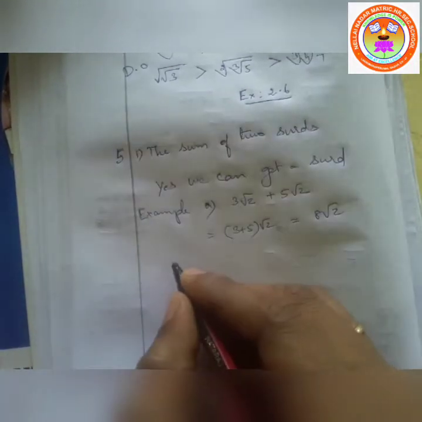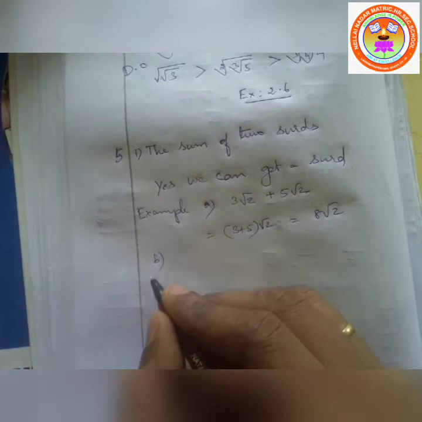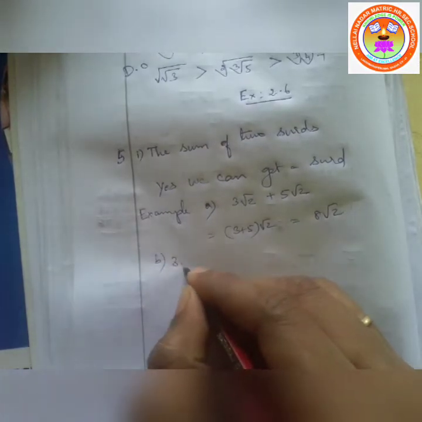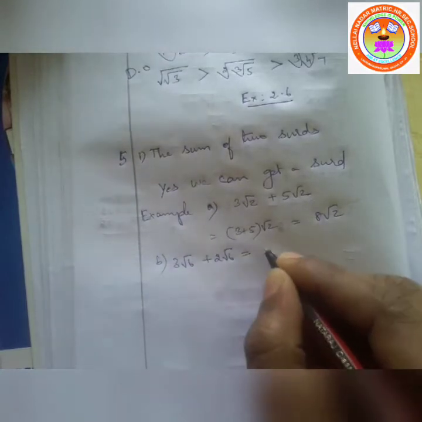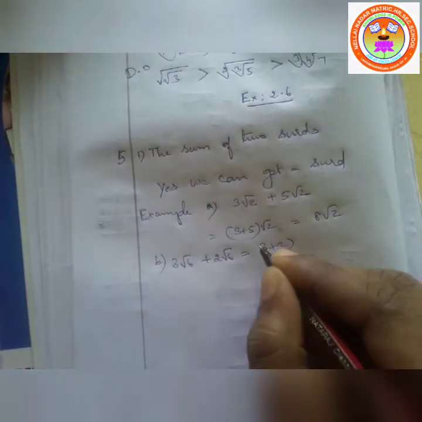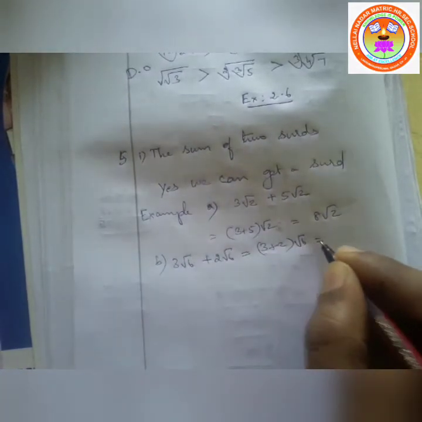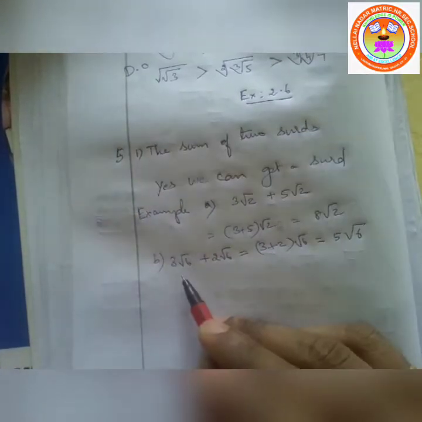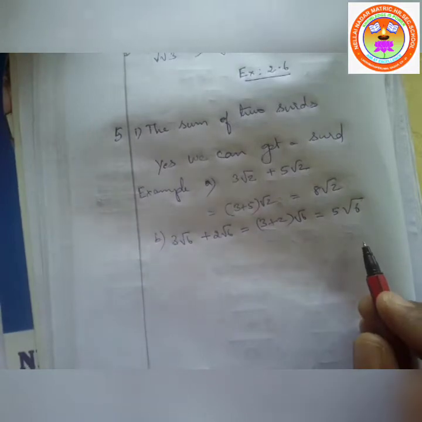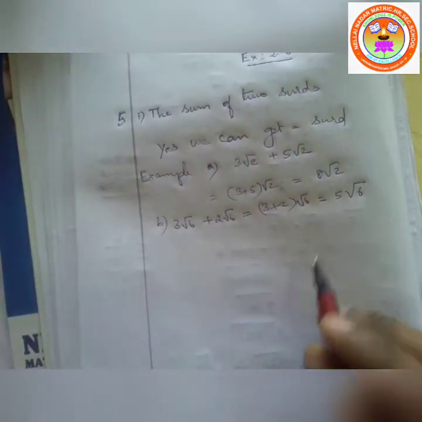This is another example. I am going to give another example: 3 root 6 plus 2 root 6 equal to (3 plus 2) root 6, which is equal to 5 root 6. So if you add two surds, we will get another surd.